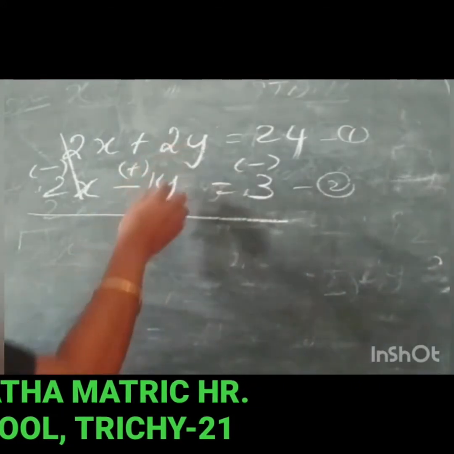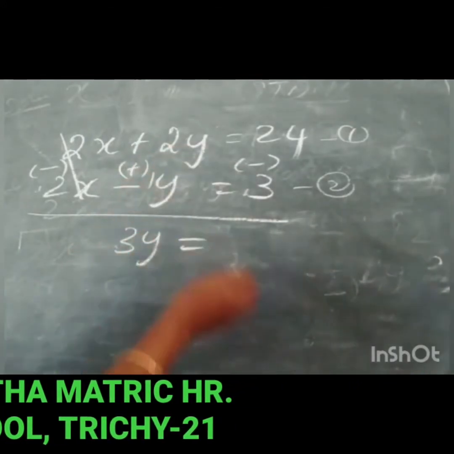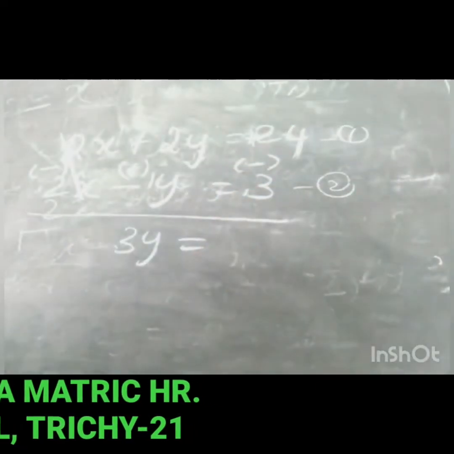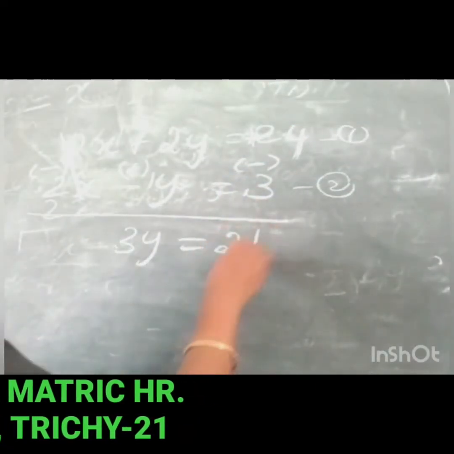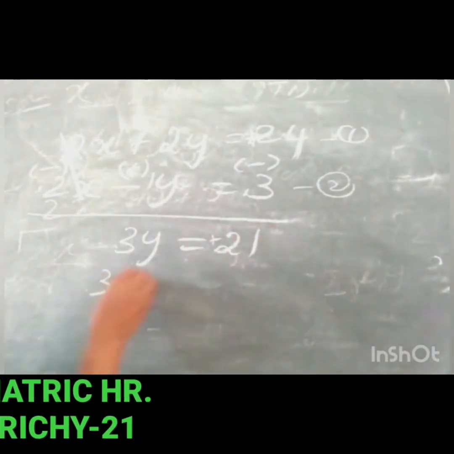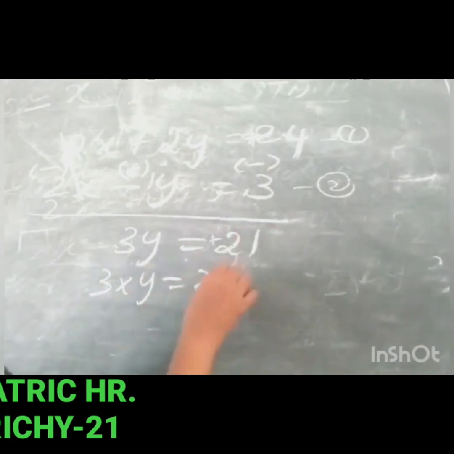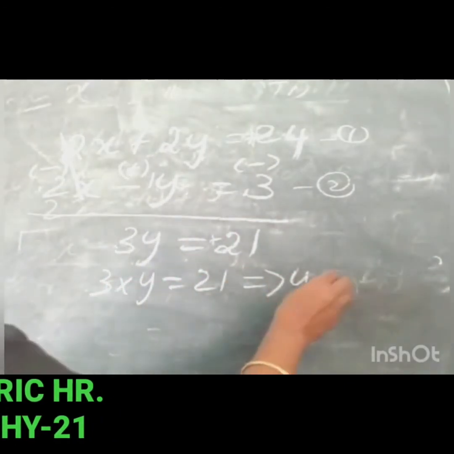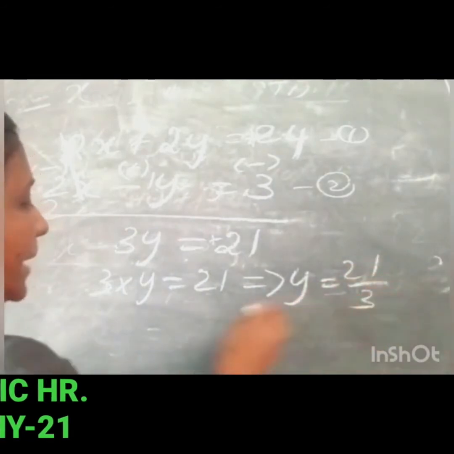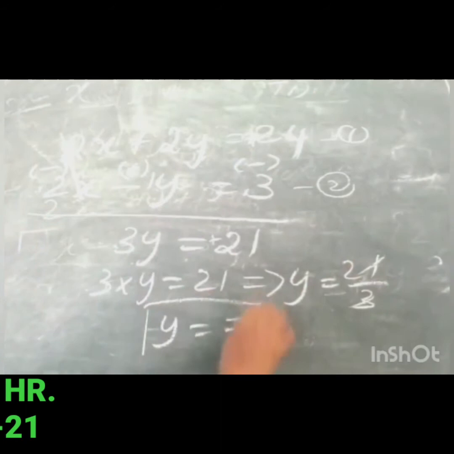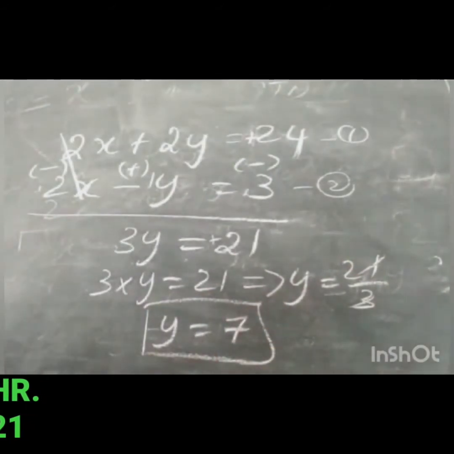So 2y plus 1y, that is 3y equal to 24 plus 24, here you can change the sign now, so minus 3. The answer is 21. Now 3y equal to 21. 3 into y equal to 21. So the value of y is 21 divided by 3. You can cancel, y equal to 7. Now we got the value y equal to 7.